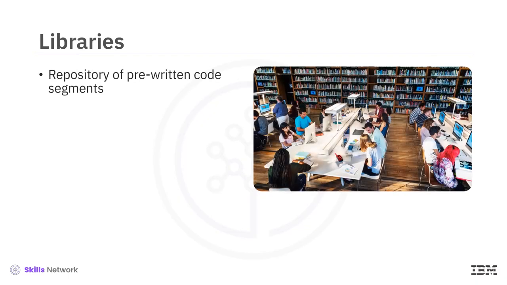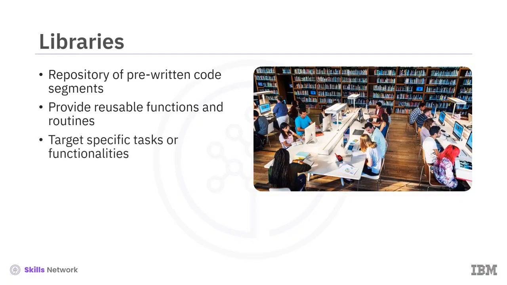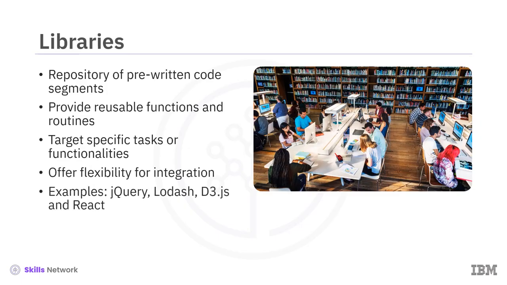A library is a repository of pre-written code segments that provides reusable functions and routines for utilization by other programs or applications. These libraries often target specific tasks or functionalities, allowing developers to integrate them into their codebase as required. Examples of JavaScript libraries include jQuery, Lodash, D3.js, and React.